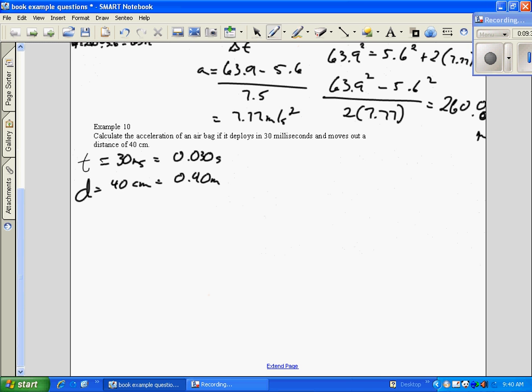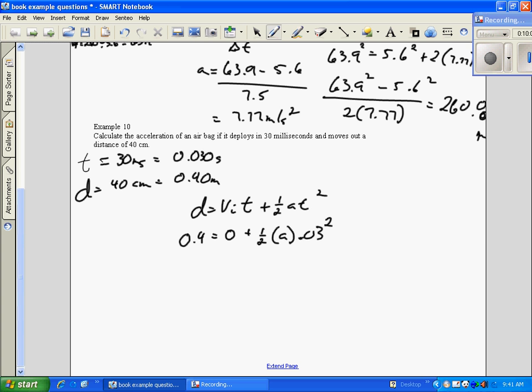Okay, once you've got that, d equals vit plus 1/2 at squared. We're solving for the acceleration. So the distance is 0.4. The initial velocity would be 0. That's always nice. Plus 1/2, we're solving for a, times 0.03 squared. Okay, rearrange that.